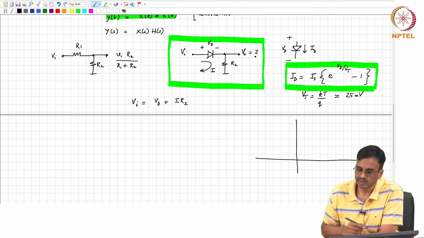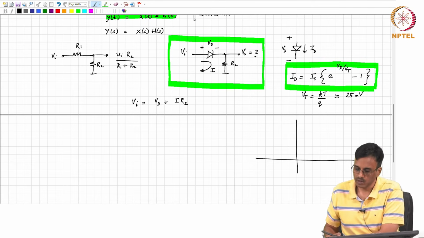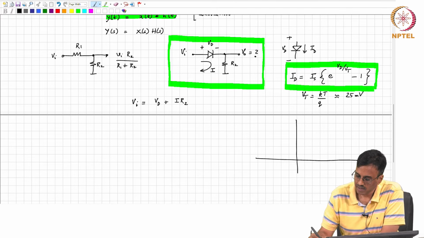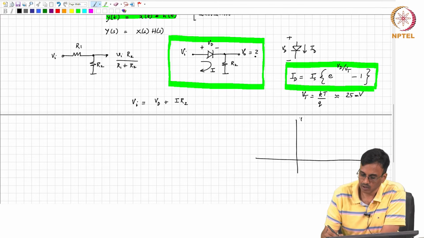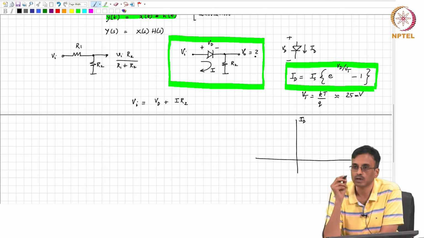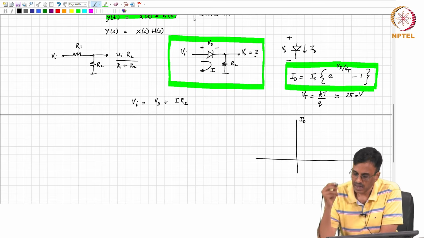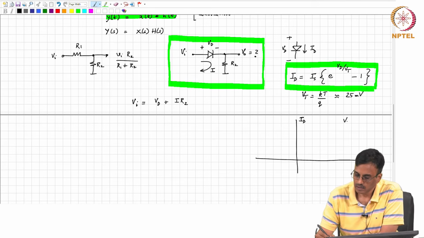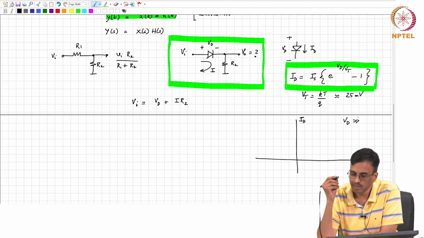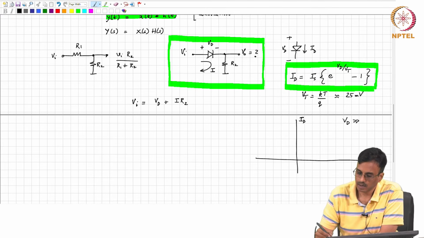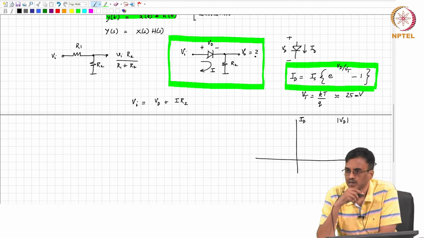It always makes sense to draw a picture when you see an equation. So, if I plot Vd on the x axis and Id on the y axis, how does that picture look? For Vd which is large and negative, so Vd being large and negative basically means what? Mod Vd is, by the way, what is the meaning of large?